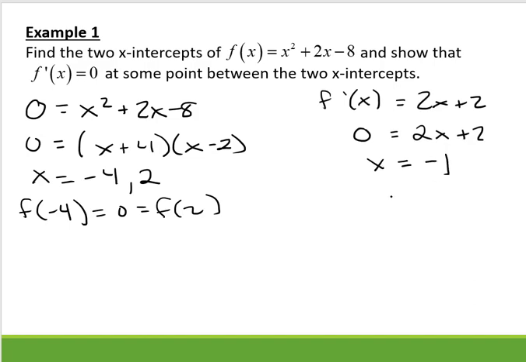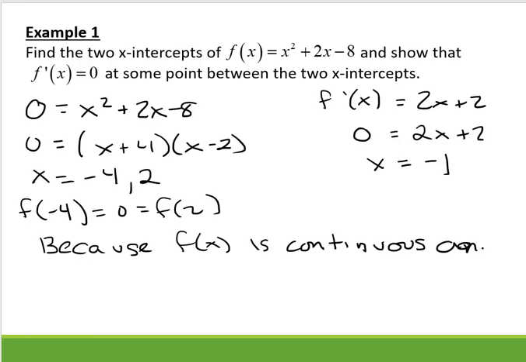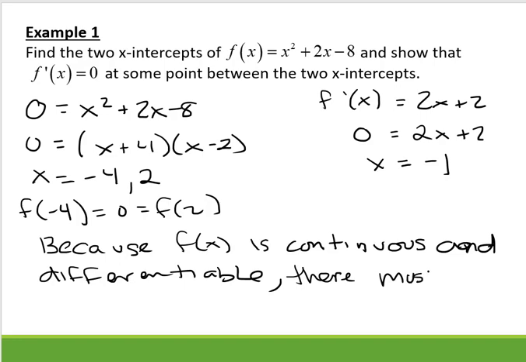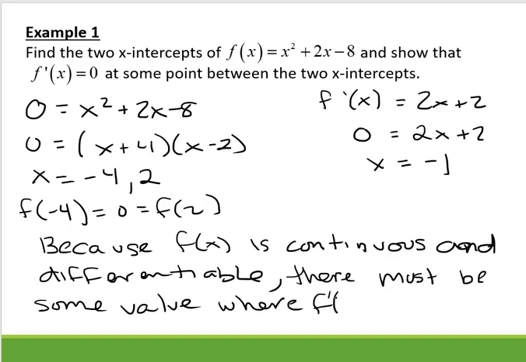Okay, so because, and this is key, because f of x is continuous and differentiable, there must be some value where f prime of that value equals 0. And in that case, our c is equal to -1.